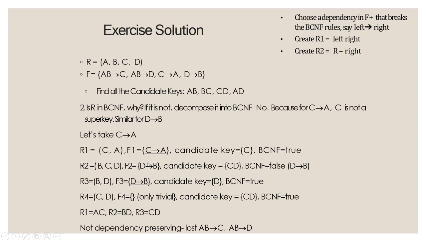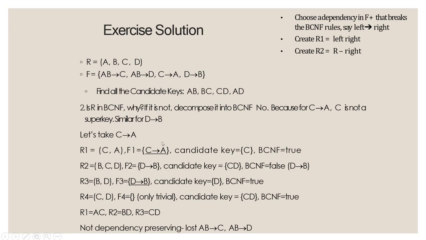This one is in BCNF because in this relation, C is a candidate key for R1. With this one, we can use D determines B. Is D a candidate key for R2? No, because with D, I can get D and B, but I cannot get C. Okay? So because of that, this still breaks the rule for BCNF, and I'm going to use this one to decompose R2 further. So I'm going to plug these in to this formula. Left and right gives you D and B.